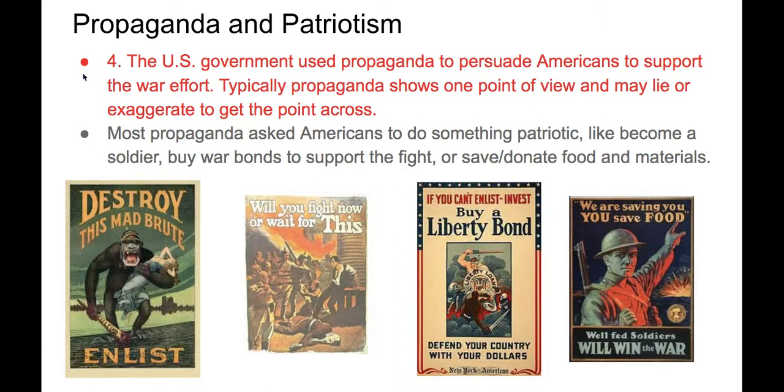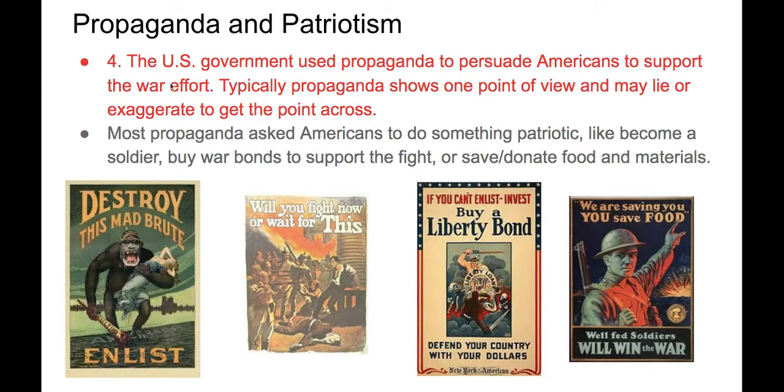Okay, let me say it again. The U.S. government used propaganda to persuade Americans to support the war effort. The propaganda was trying to make everyone support the war, to fight, to help pay for it, to give up supplies, right? They were trying to get everyone on board to fight the war.